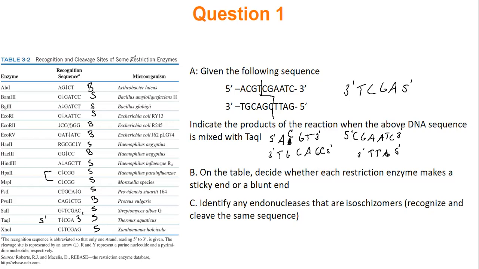All right, so is there any questions about these problems or anything about endonucleases in general? The cut is after the T. Why? Because if you go on the table for TaqI, that's what it's showing. The arrow is showing you where the cut is. So that's just saying it happens between the T and the C. That's how the enzyme works. Any other questions?